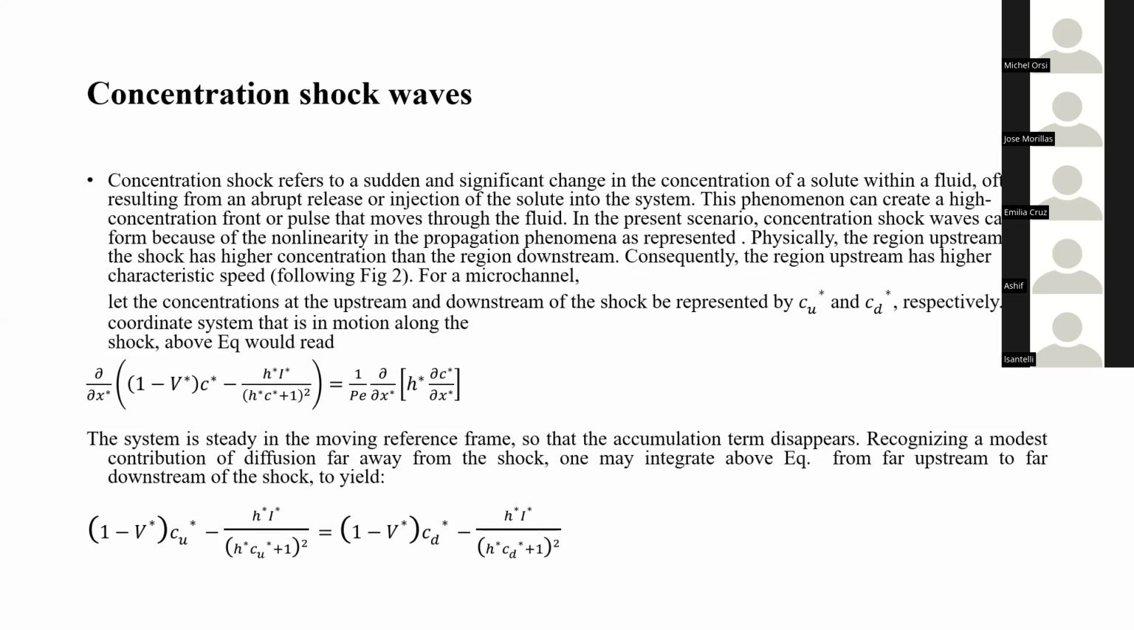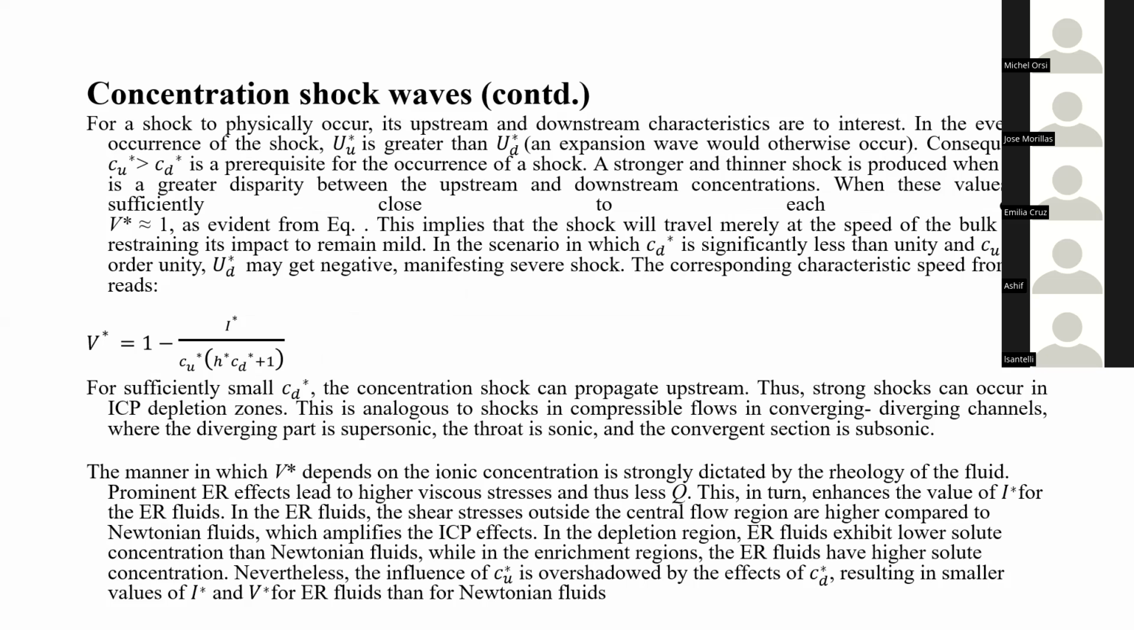In the present scenario, concentration shock waves can form because of nonlinearity of the propagation phenomenon as presented. Physically, the region upstream of the shock has higher concentration than the region downstream. Consequently, the region upstream has higher characteristic speeds. For a shock to physically occur, the upstream and downstream characteristics have to intersect. In the event of a shock, U upstream is greater than U downstream, and an expansion shock would otherwise occur. Correspondingly, concentration upstream being greater than concentration downstream is a prerequisite for the appearance of a shock.